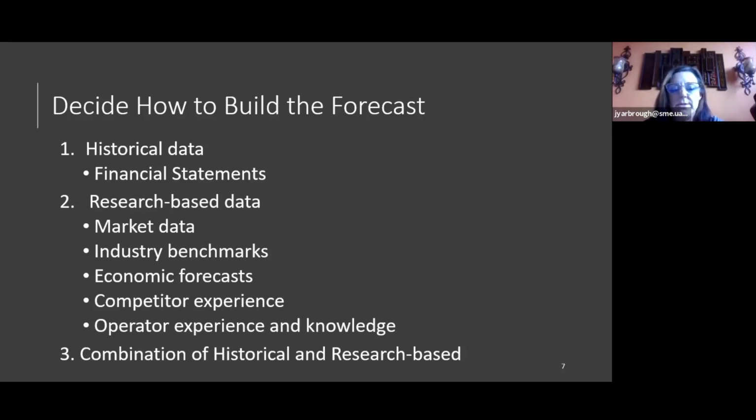Most forecasts are going to use a combination of both historical and research-based data, and what that boils down to is taking your known history and applying anything that you might find in your research-based data. We know history is considered a really good predictor of the future, and then based on our research, what about the research and understanding do we know that is going to make the current history look different as we go into the future?